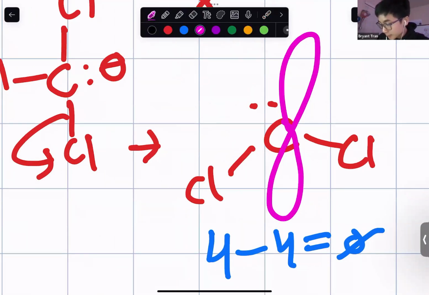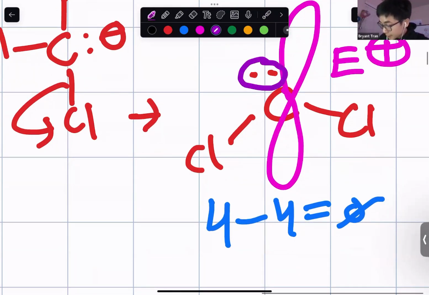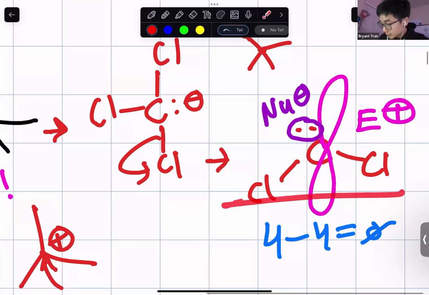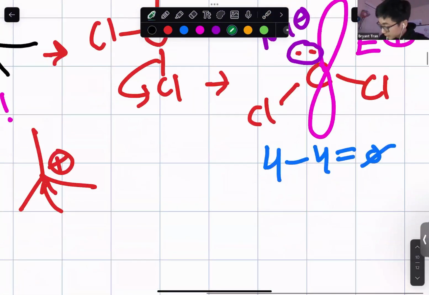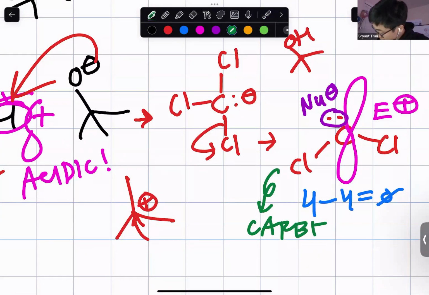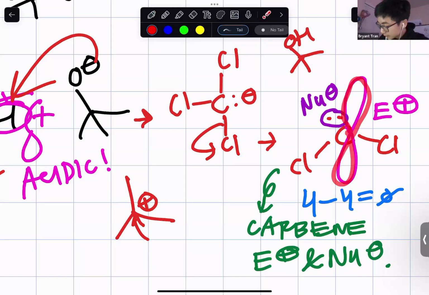So because of the empty p orbital, this carbene is an electrophile. But because it has a pair of electrons right there, it is also going to be called a nucleophile. So it's a nucleophile and electrophile at the same time, right? This carbene right here is an electrophile and nucleophile at the same time. Electrophile because it has an empty p orbital, missing electrons. Nucleophile because it has that pair of electrons that it could use to attack some electrophile.